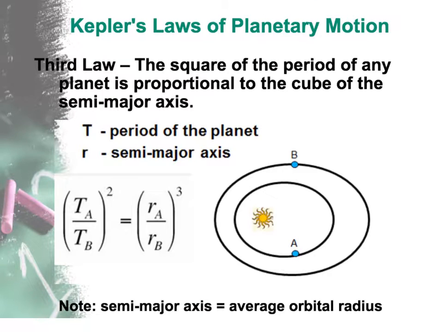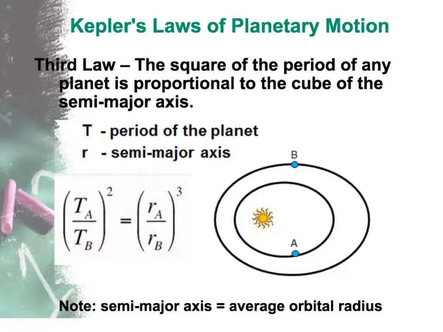Alright, then he came up with a third law of planetary motion, which actually is something that we use quite a bit and that we're going to get a lot of practice with, and that's this. If you have two planets and they are in orbit around the same star or the same planet, then you can say that the square of the period of the planets is proportional to the cube of what's called the semimajor axis.